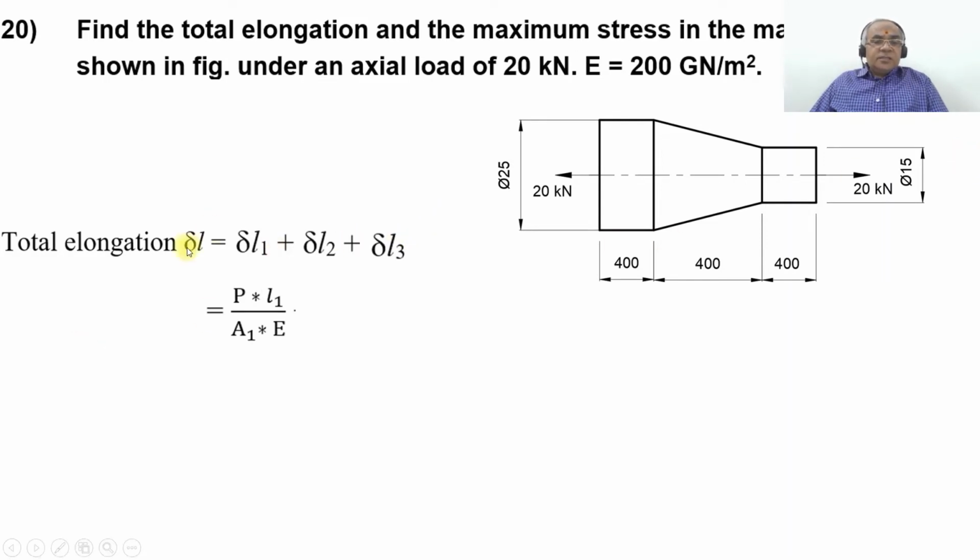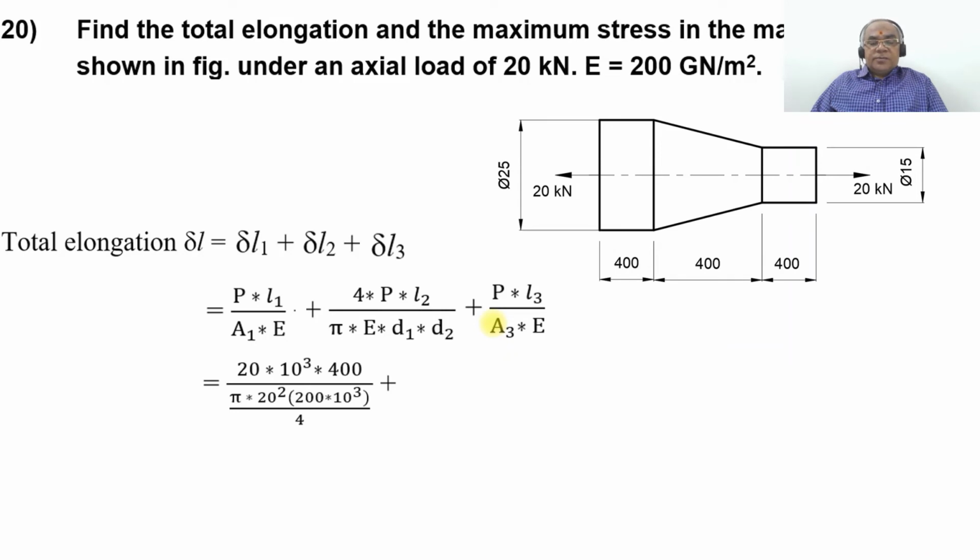So you're going to substitute these things. Delta L1 is for a uniform bar, so that is P into L by A into E. For section 1, since you have the same axial load P, P into L1, where L1 is the length of section 1, divided by A1, the area of cross section, and the material is the same, into E. Plus, since it is a uniform tapering rod from diameter 25 to 15, that will be 4 into P into L2 divided by pi into E into D1 into D2, plus P into L3 by A3 into E.